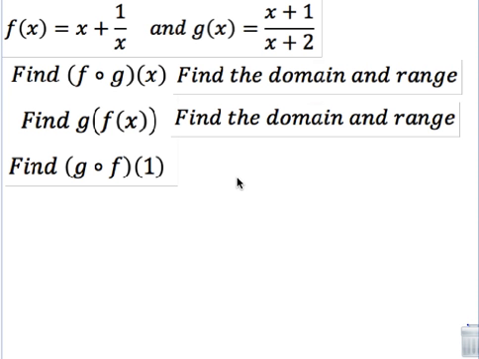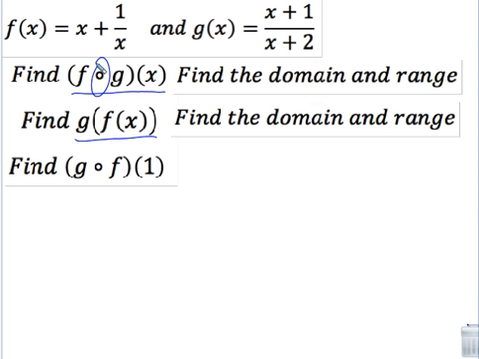The first thing we want to do is just talk about composite functions and the notation that you will see with composite functions. You can have a composite function written like this or like this.